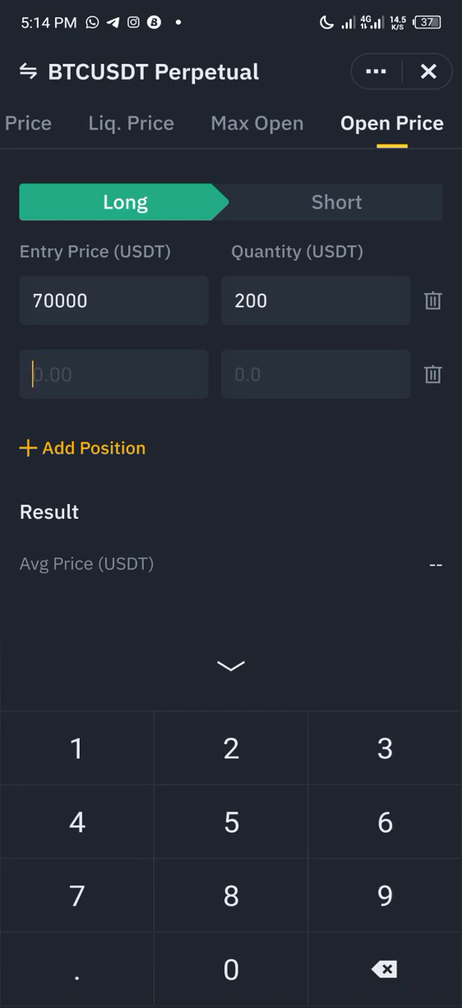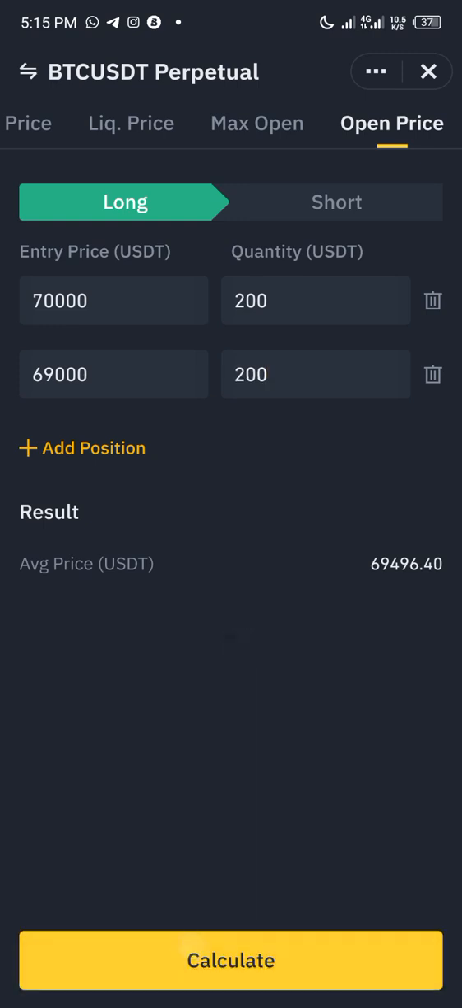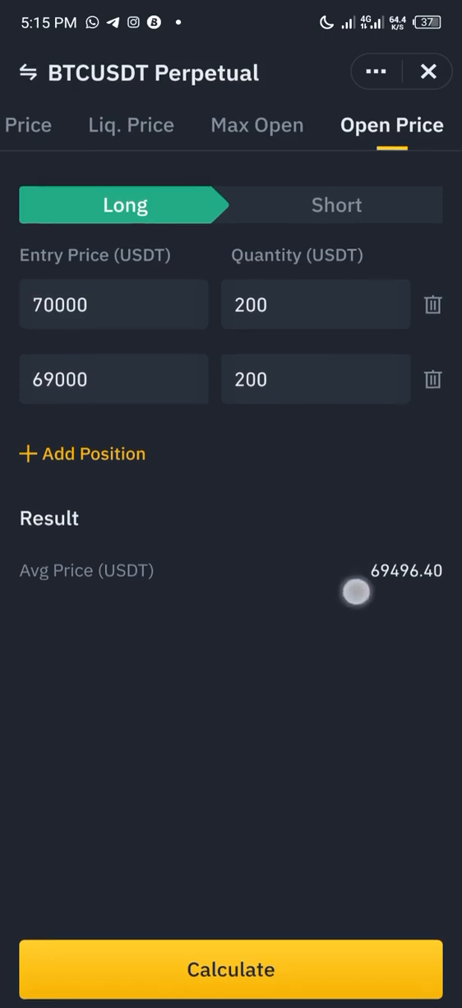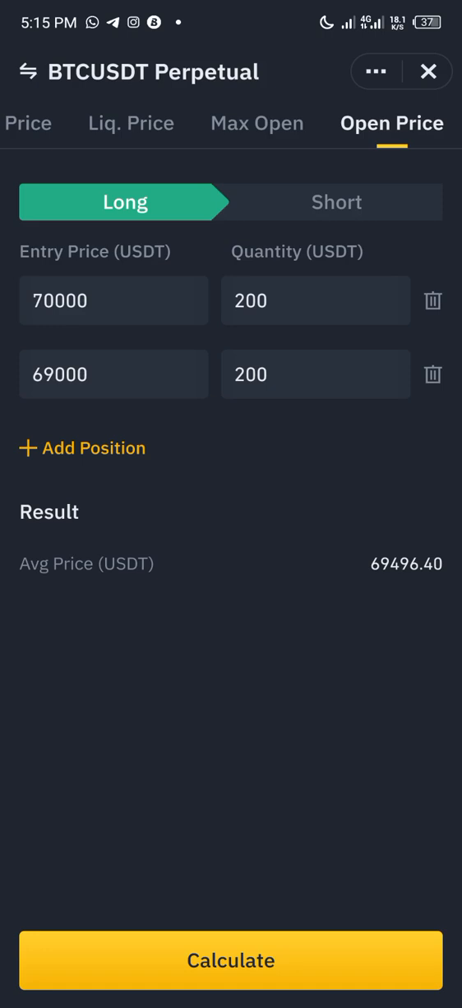So it has given me the option. Let's say 69,000 USDT, and I also want to use 200 USDT. Okay, now let's say I just want to open two positions. You can select up to 5 different positions, but let me just use 2 for this tutorial. So let me now click on calculate. So this is the average USDT price I can enter into that market. This is telling me the average value of BTC I can enter into a trade when I'm in long position.